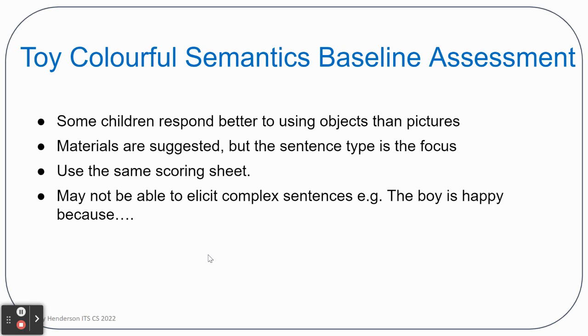So the sentence type is the focus. Is it a who doing what or a who doing where? They're the type of toys you will need for that sentence. And you can use the same scoring sheet. For these types of sentences using the toys, it's going to be a little bit more tricky to elicit the complex sentences around the feelings, but you can try and see where you get to, recording all of the child's responses.